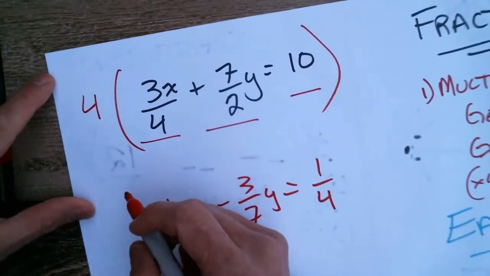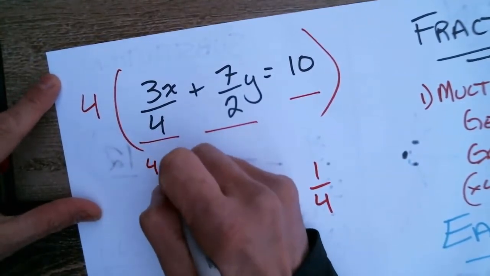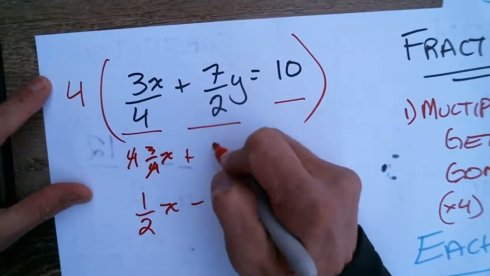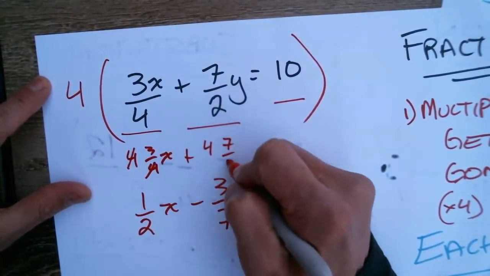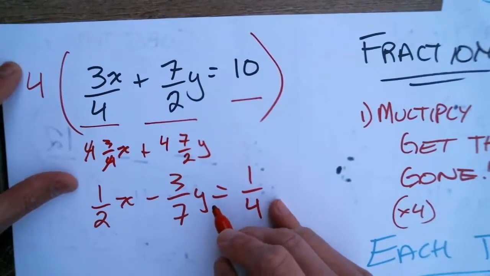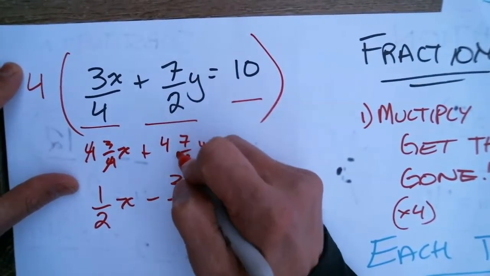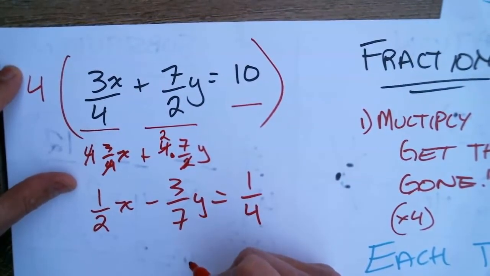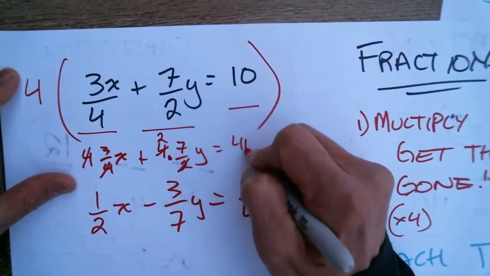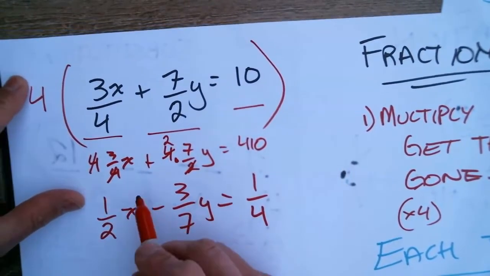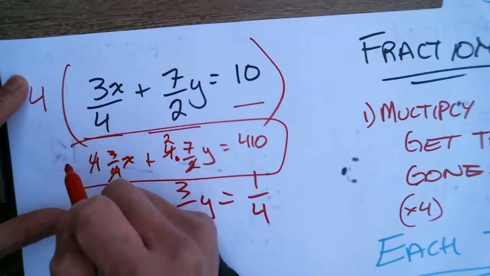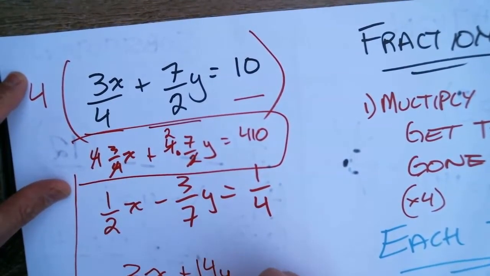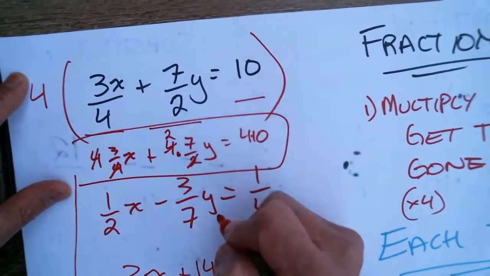Okay, so what we get is 4 times 3 over 4x. Well, these 4's are going to cancel out. Then I get 4 times 7 over 2y. These simplify down, right? So this just becomes a 2. That 2 gets canceled out. And this is going to equal 4 times 10. So what we end up with is 3x plus 14y equals 40. Like that.